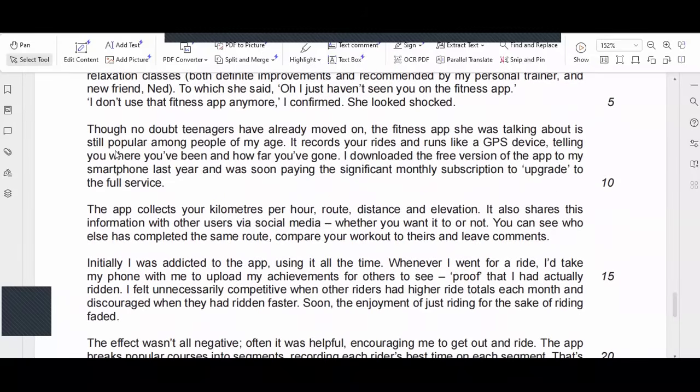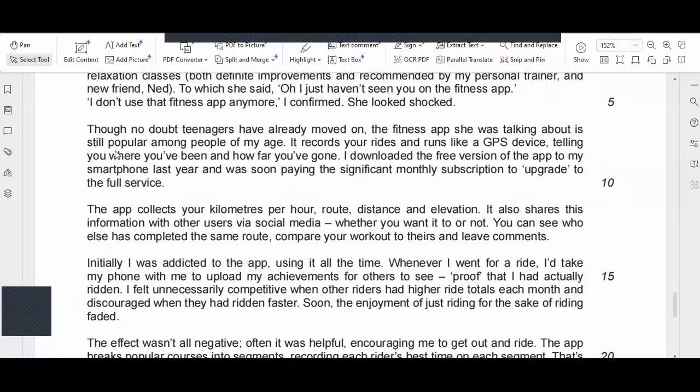Okay, moving on. Though, no doubt, teenagers have already moved on, the fitness app she was talking about is still popular among the people of my age. It records your rides and runs like a GPS device, telling you where you have been and how far you have gone. I downloaded the free version of the app to my smartphone last year and was soon paying the significant monthly subscription to upgrade to the full service.